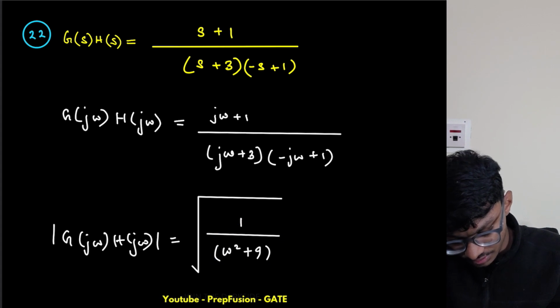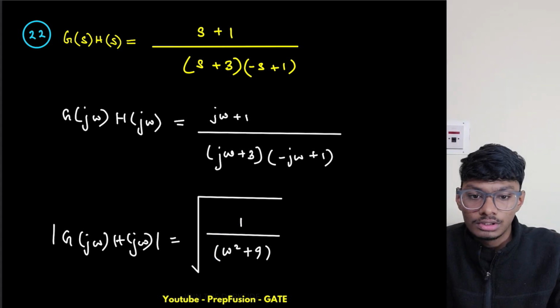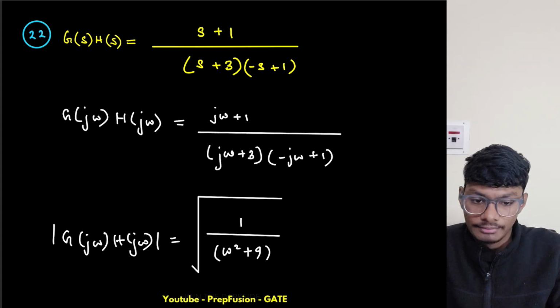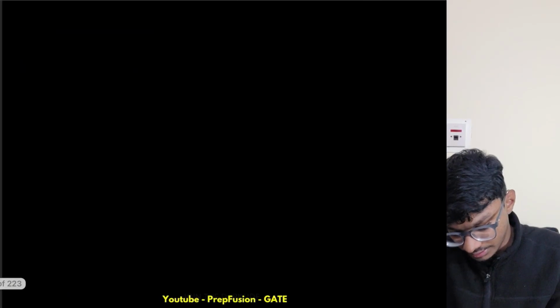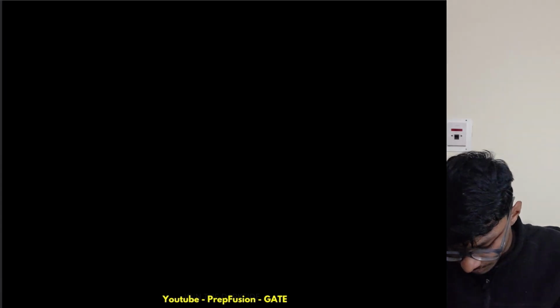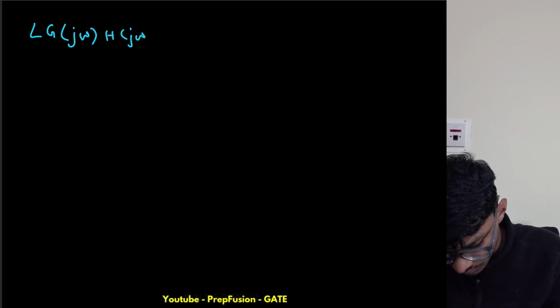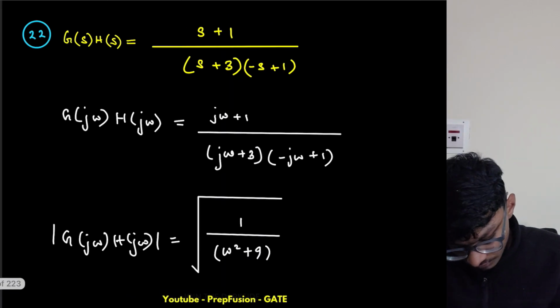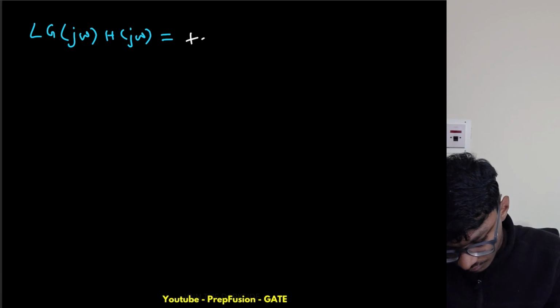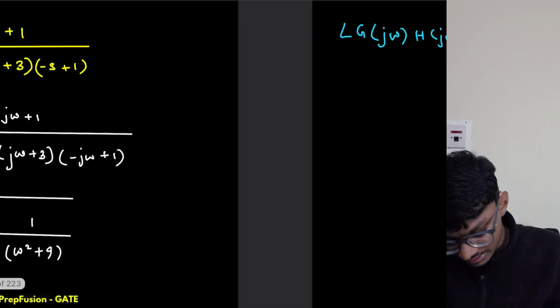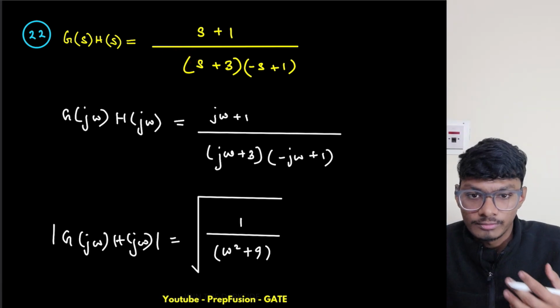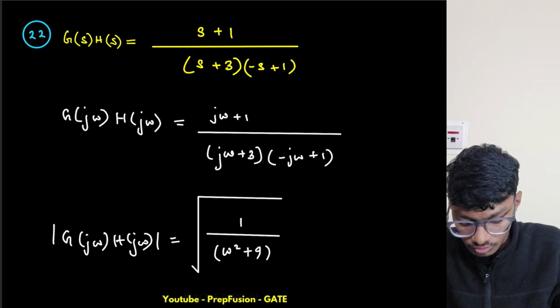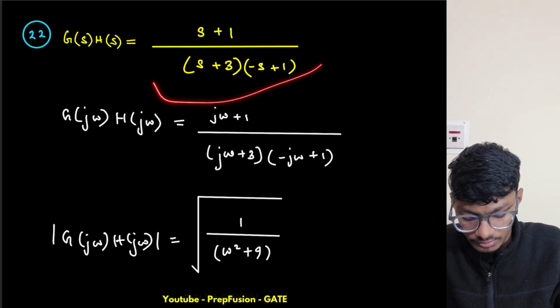So yeah, this is this one. Now what about the angle? Let me take a different color. G of j omega H of j omega. The angle is basically, initially, this is a type 0 system, so I don't have a pole at s equals 0. So I will write the contribution for my zero and then the contribution for my poles.